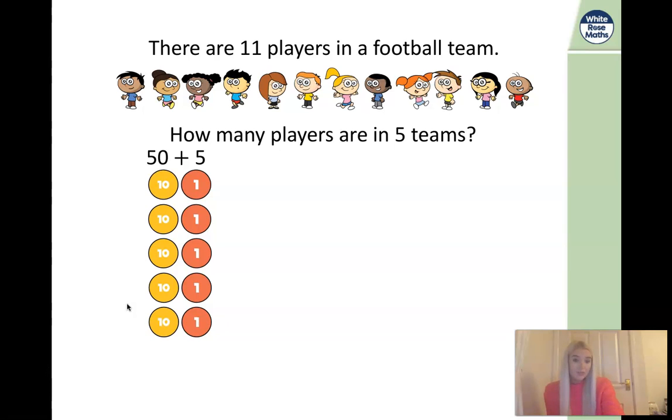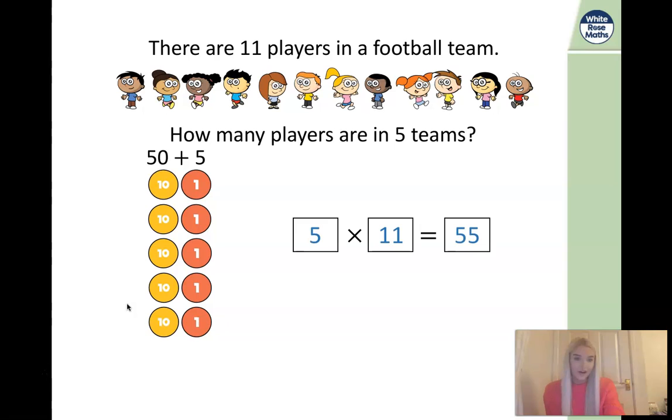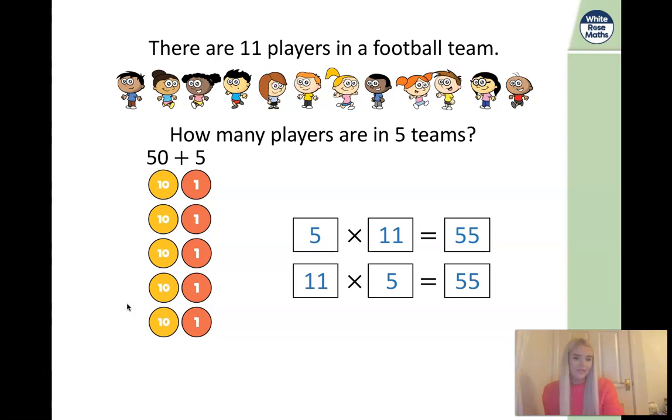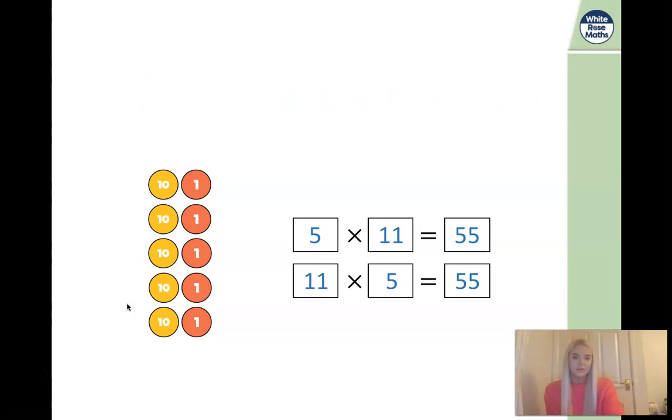So 11 multiplied by 5 is the same as 50 add 5. Can you please tell the screen, what is 50 add 5? 55. So 5 multiplied by 11 is 55. What's the other way we could do it? 11 times 5, and that is our commutative law again. You are getting so good at this, well done.